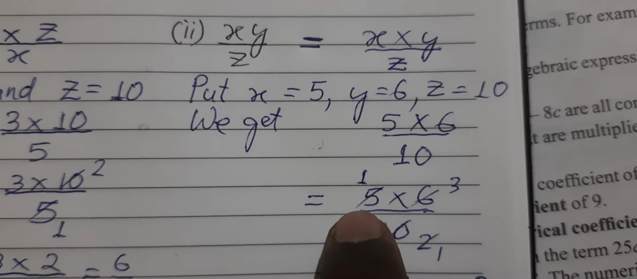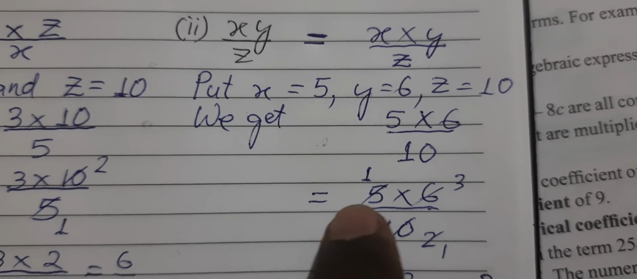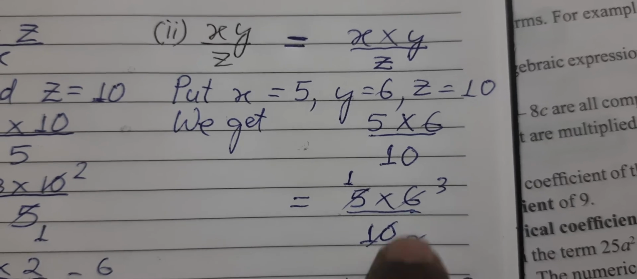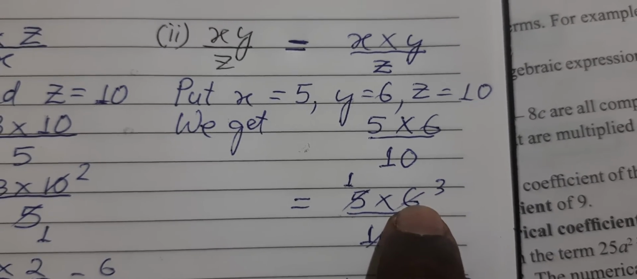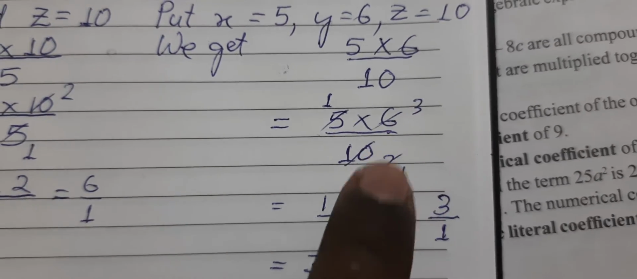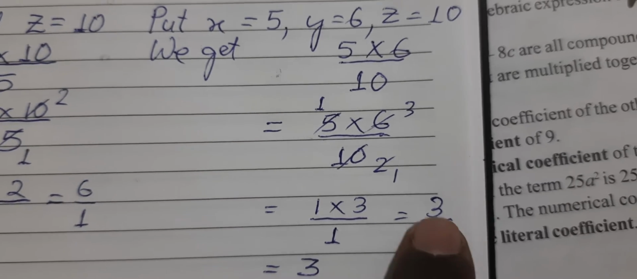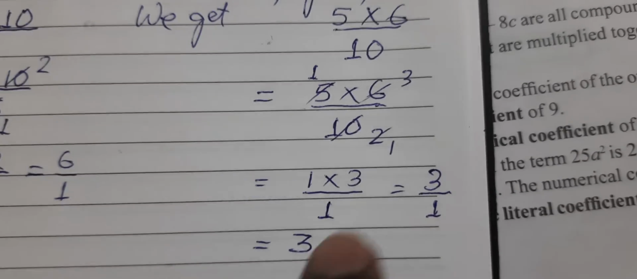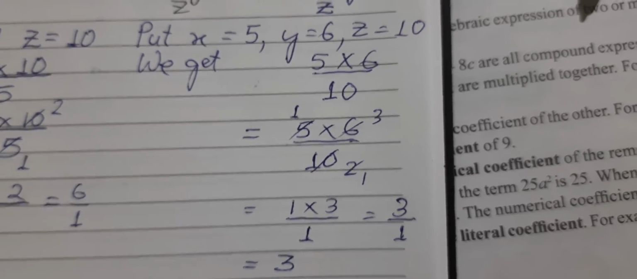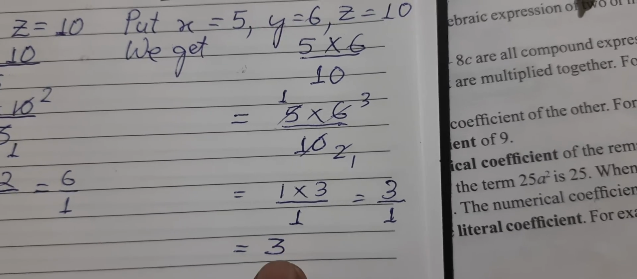So in the next step I have cancelled. In the numerator you have 5. It cancels with the denominator 10: 5 ones are 5, 5 twos are 10. The denominator 2 cancels with the numerator 6: 2 threes are 6. So ultimately you have 1 into 3 divided by 1. 1 into 3 in the numerator is 3, divided by 1. 3 divided by 1 is 3. So by substituting these values of x, y and z in this algebraic expression, we get the answer 3.